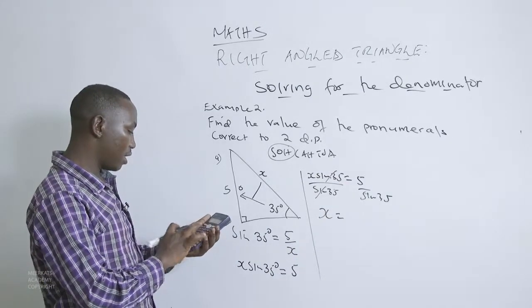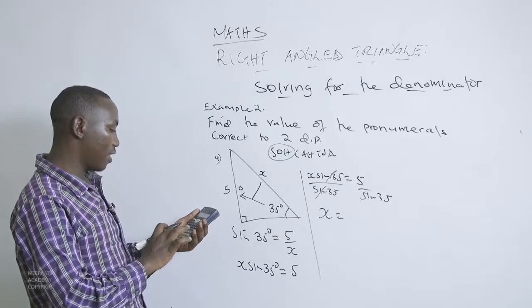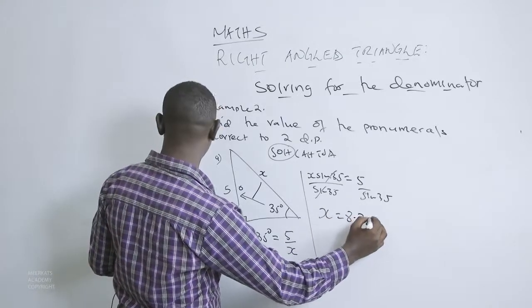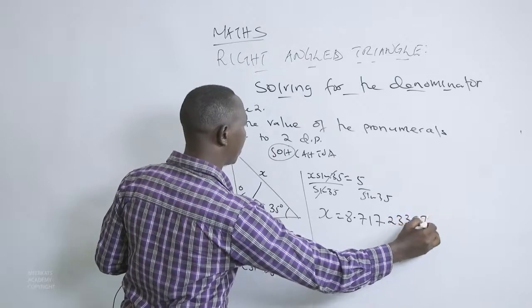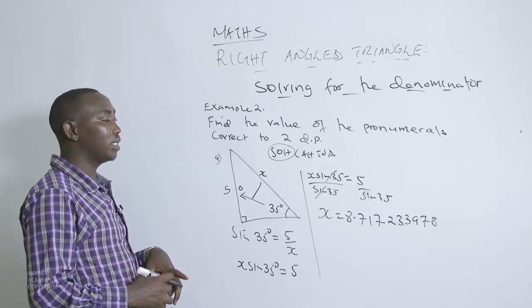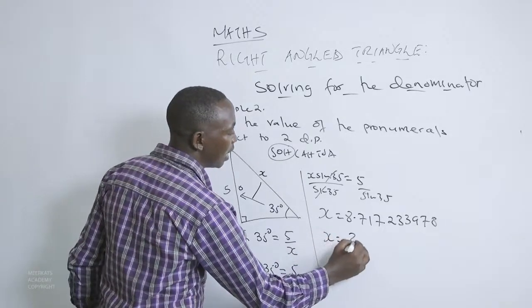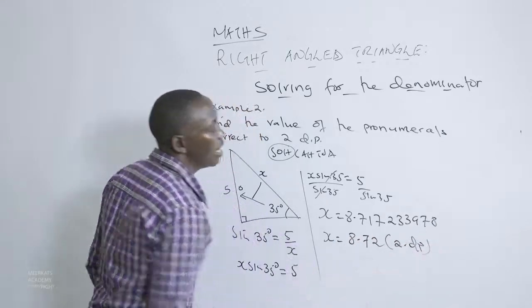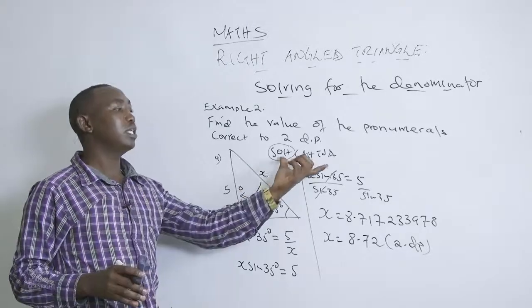So 5 divided by sine of 35 will give us 8.717233978 units. The question requires us to write our answers correct to 2 decimal places. That means that our x shall be 8.72, that is to 2 decimal places. So the most important thing is for you to know this relationship.